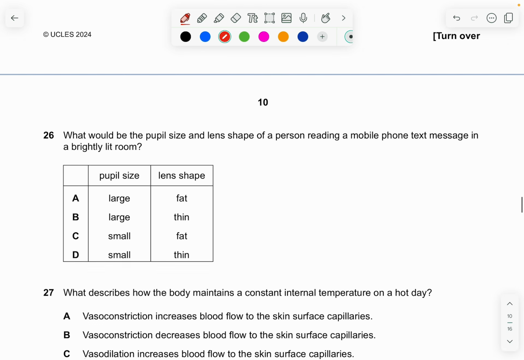Okay. Question 26. What would be the pupil size and the lens shape of a person reading a mobile phone text message in a brightly lit room? So this is a situation where you're seeing things close, not far away. So what happens? Your pupil size will become smaller because you're seeing things nearer, and your lens shape will be fatter. So it's almost like it's working antagonistically. Smaller because you just need to focus on what's in front of you, and the lens shape is fatter, just to adjust. So you are looking at this position. So the answer is C.